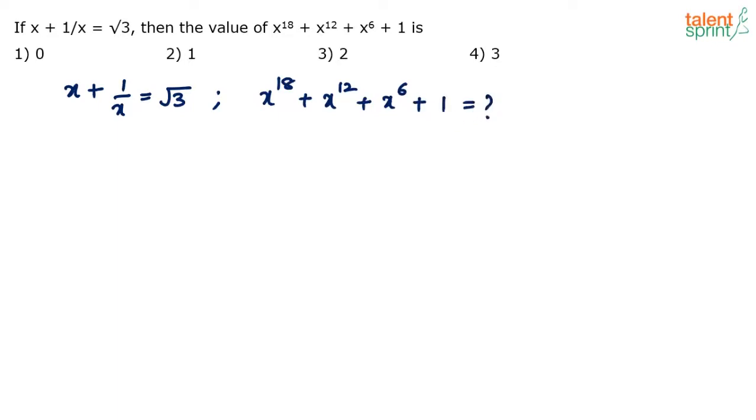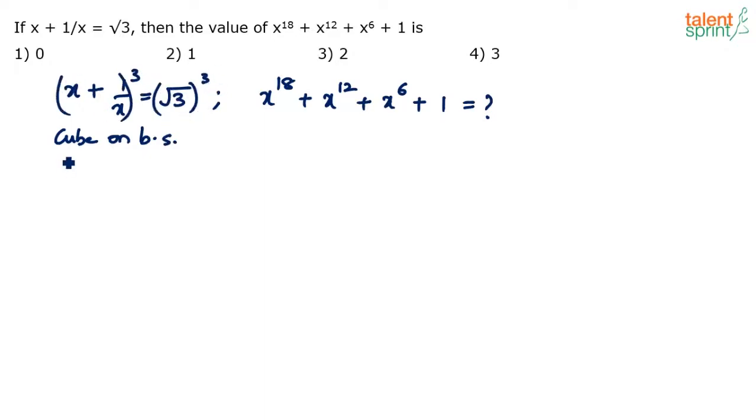Now there's no way in trying out substitution, right? That will make your life miserable. You'll have to actually work on this equation and try to do some simplification there. So let's try and simplify this. Let's cube this equation on both the sides. So x plus 1 by x whole cube and then √3 whole cube.